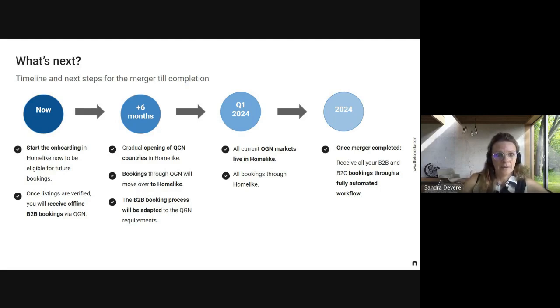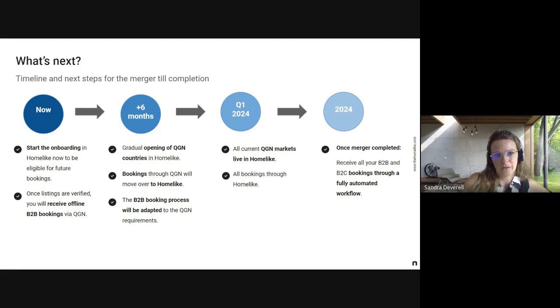The B2B process, we already spoke about it, will be adapted to the QGN requirements. So we adapt within Homelike all the needs so that you hopefully do not feel the difference, or at least this is what we're aiming at. We will optimize to the level that this integration will be a huge advantage to you and you are not missing out on any advantages you had with the offline process through Q.